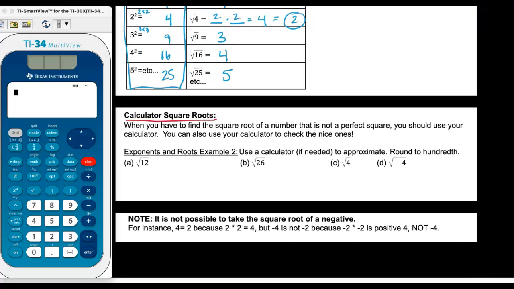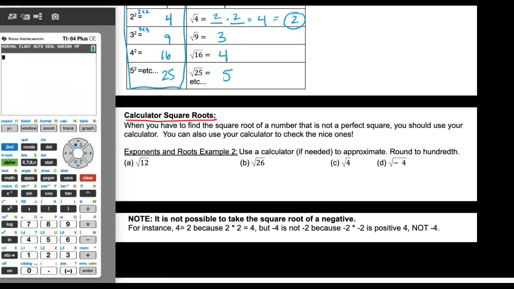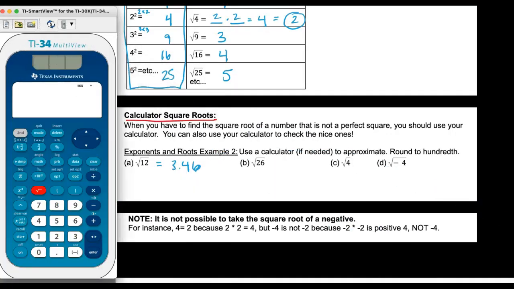So let's talk about how we can use our calculator when we find a square root. The square root button on the TI-34 is right here, above the 7 key. And then let me show you what it looks like on the graphing calculator. On this calculator, the square root button is actually above the x squared key. So you have to press second and then x squared, and then the square root symbol pops up. And so if I just type in 12, I get the square root of 12. And we're going to round to the hundredth place. So this answer would be 3.46. And then on a TI-30 or 34, you just press the square root button and then 12, and you get the same thing.